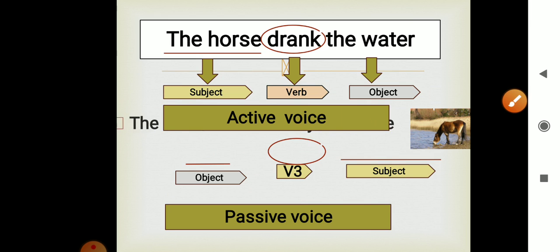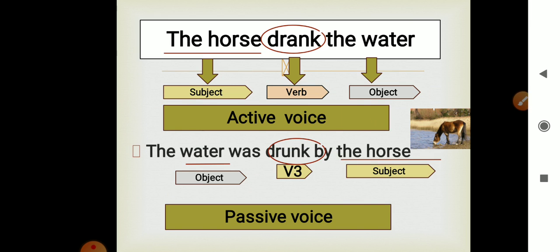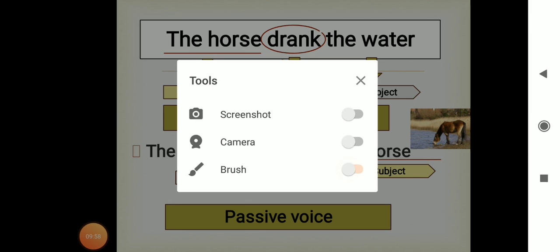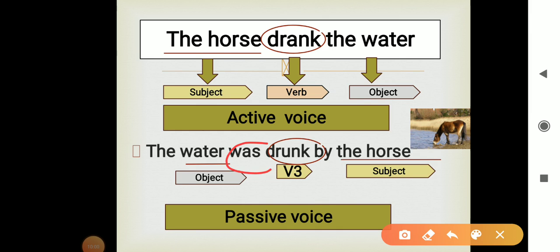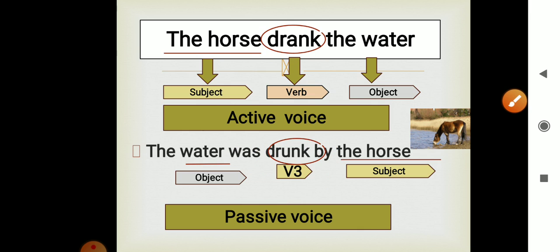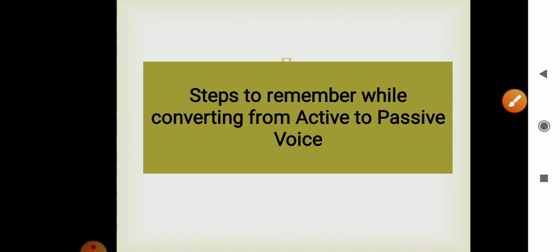Let's see the answer in passive voice. The water is the object. The water was drank. The water was drank because the sentence is in the past tense, so we have to write the past participle of drank, which is drunk. The water was drunk by the horse. This is the passive voice sentence.